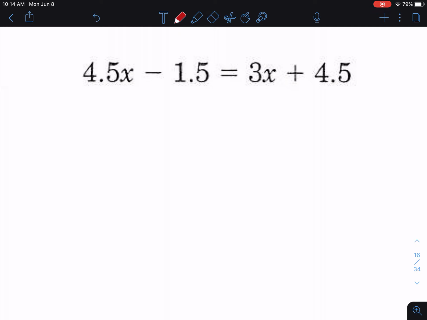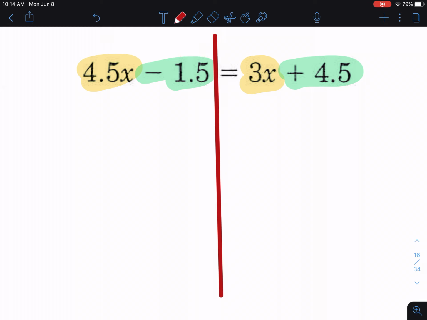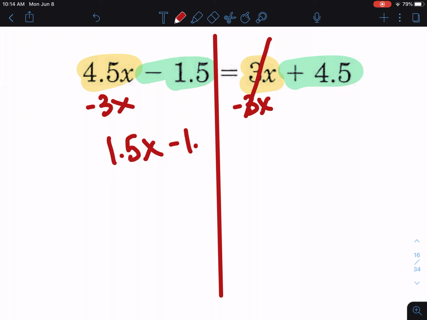Row 4, we're going to do the last one. So we have some like terms on both sides. We have the yellow x's, and we have the green numbers. And draw my dividing wall. I'm going to choose to start by moving my x's. Make sure everything's on the left for x's. So I'm going to subtract 3x from both sides. And I'll have 4.5 minus 3x is 1.5x minus 1.5. The x's on the right, they canceled out, so that equals 4.5.